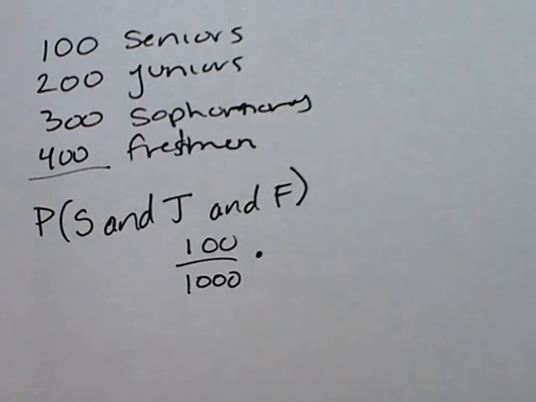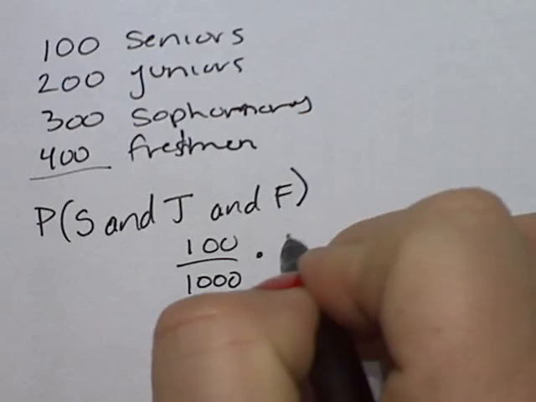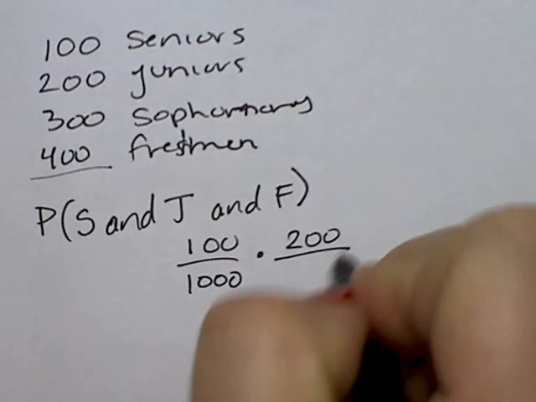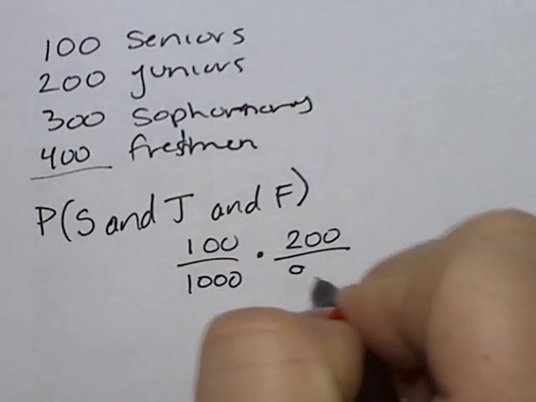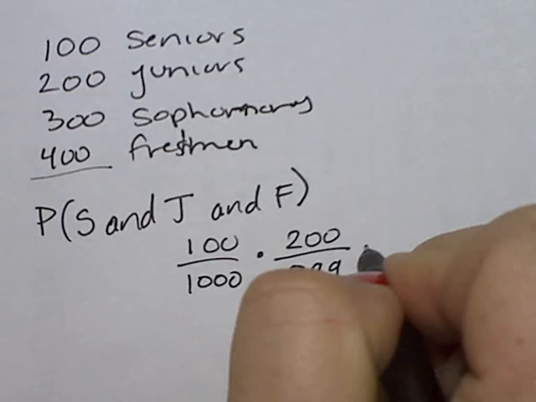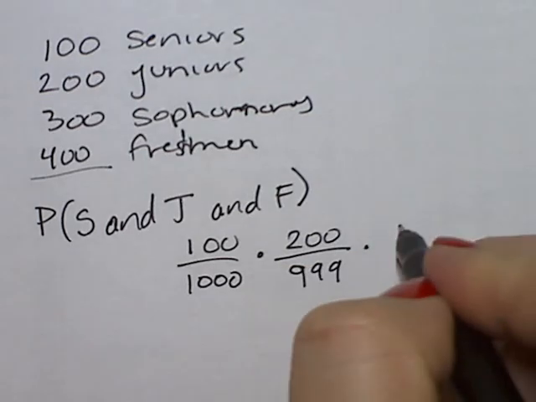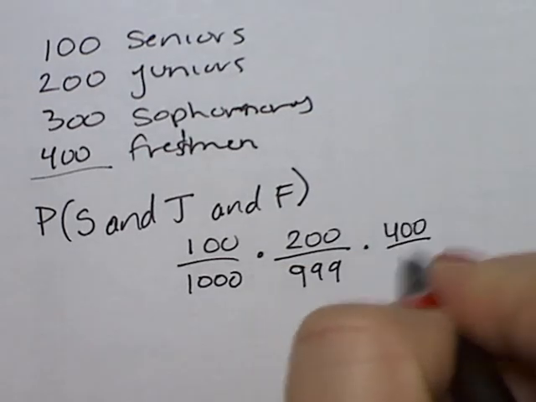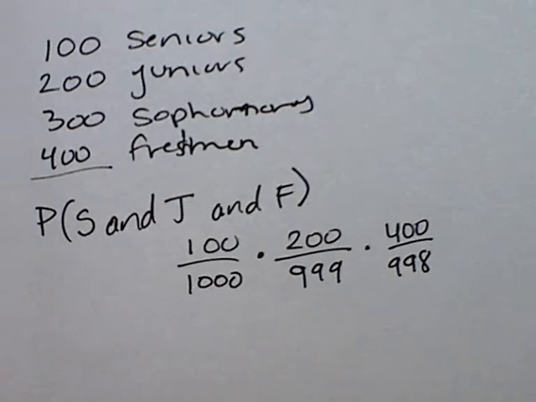How many juniors do we have? 200 out of, not 1,000, because we didn't replace. And then how many freshmen? 400 out of, I know this is going to be a large number. I'd like you to round to the nearest thousandth. Go ahead.